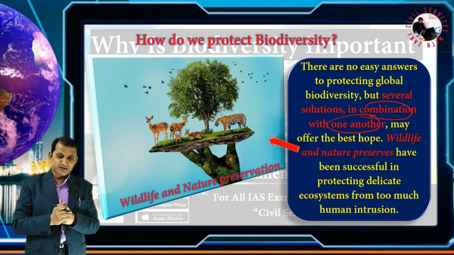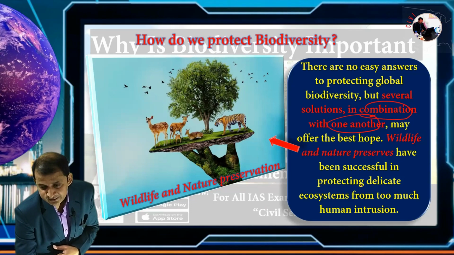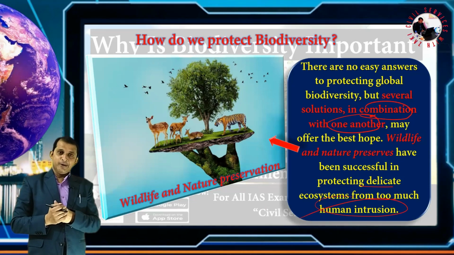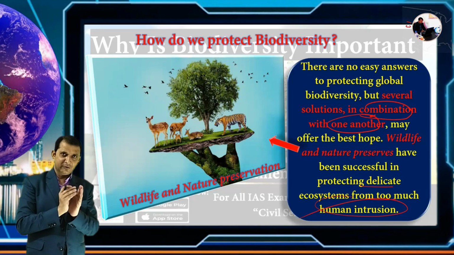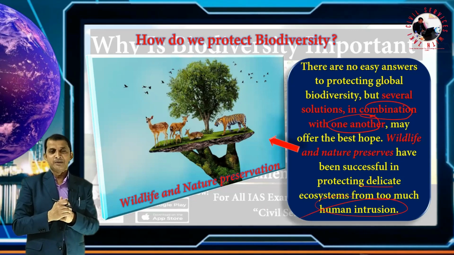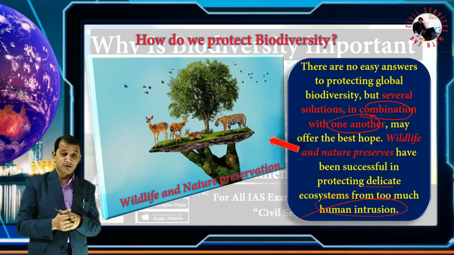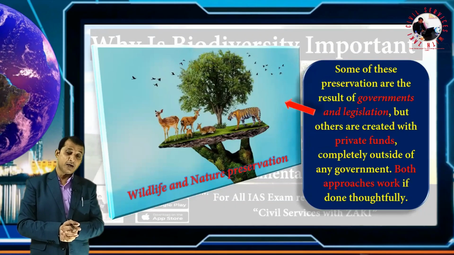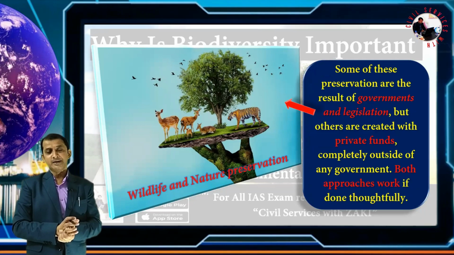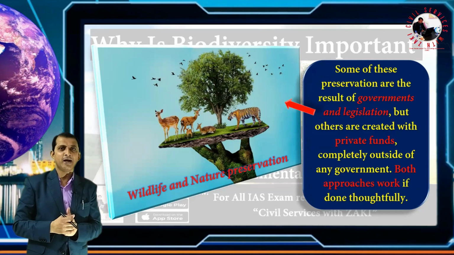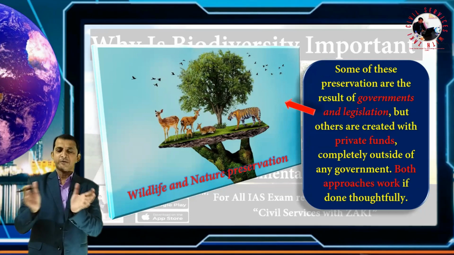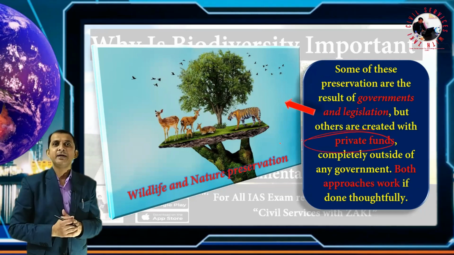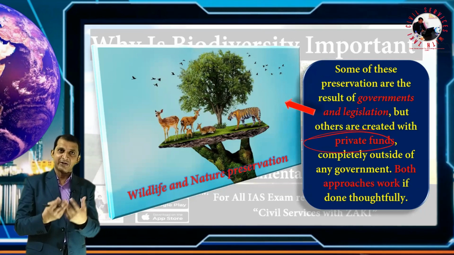Wildlife and nature preserves have been successful in protecting delicate ecosystems from too much human intrusion. Such global level legal conservation of forests and wildlife exists across the globe. Some of these preservations are the result of governments and legislation, like the Wildlife Protection Act in India and similar legislation across the globe. But others are created with private funds, like environmental NGOs or environmental trusts.